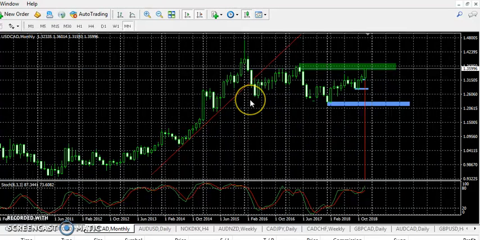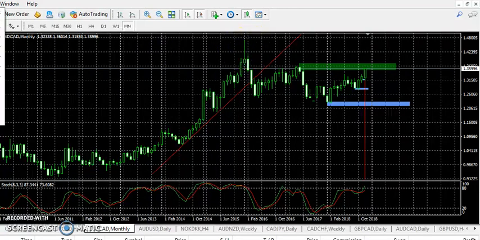As we can see from the monthly, we had an uptrend in this region here, and we can see that our uptrend was broken on the monthly. We know that when we have a trend that is broken, we definitely had supply that forced that trend to be broken, which is in this area here.